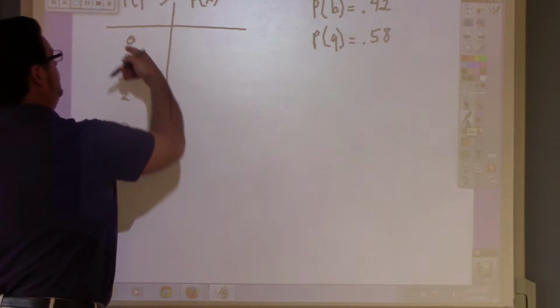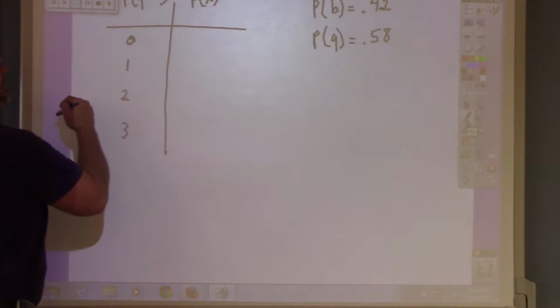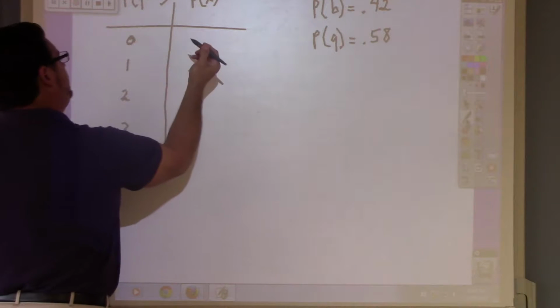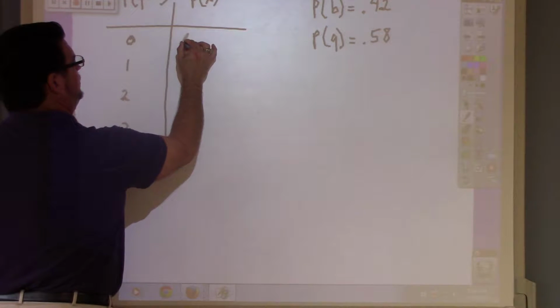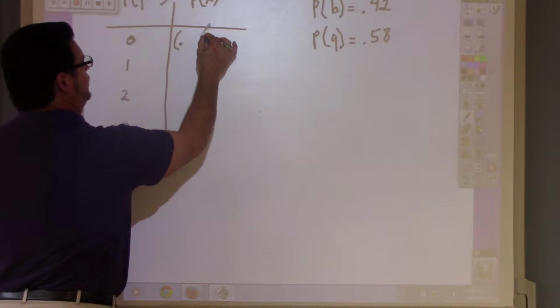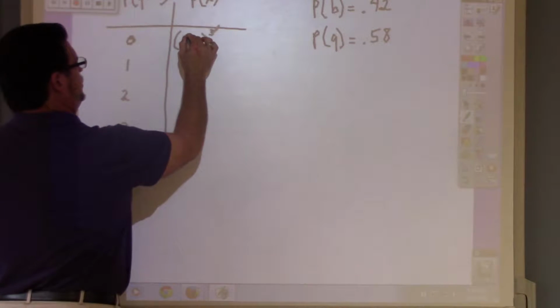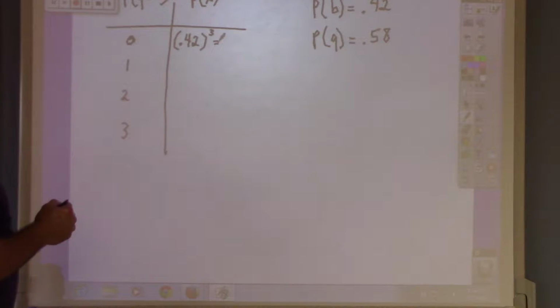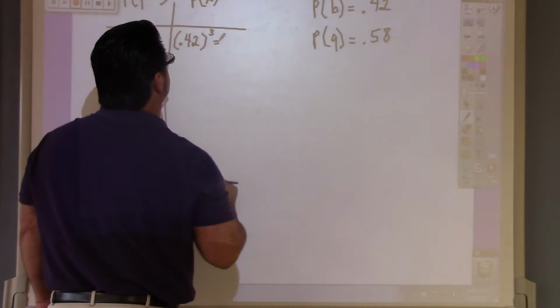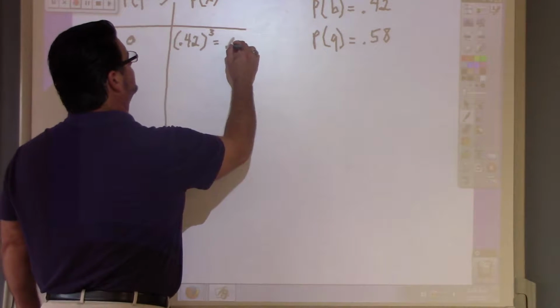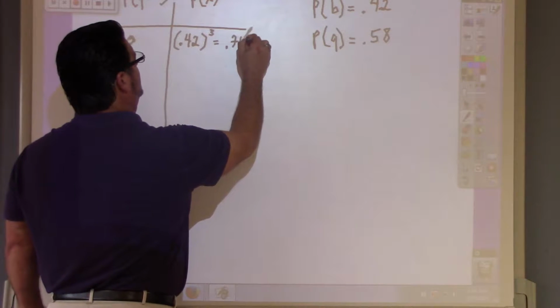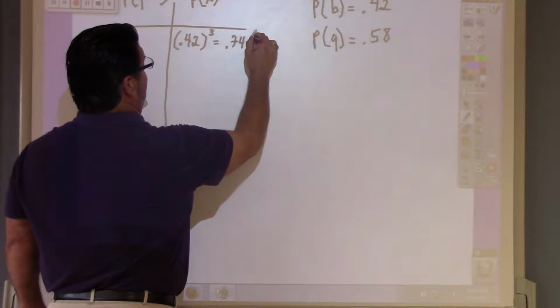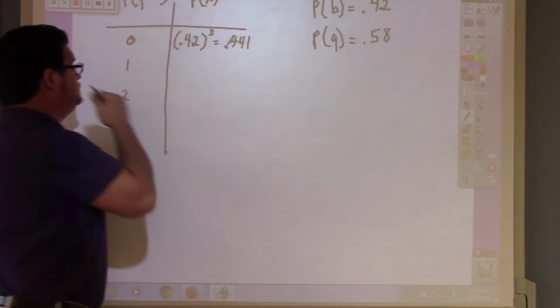So to start you off, what would 0 girls be? Boy, boy, boy, right? So that would be 0.42 raised to the 3rd power. Somebody give me that number. It's 0.74088. 0.741.